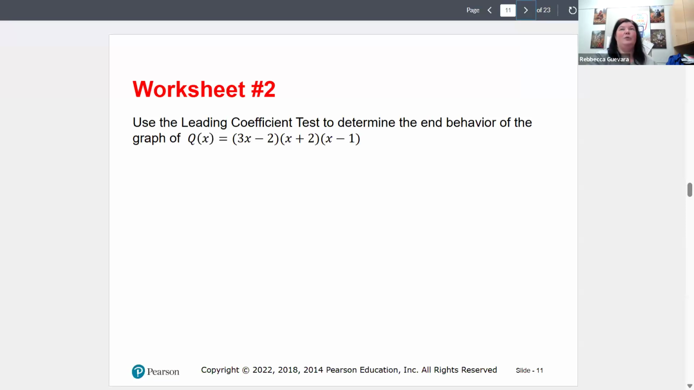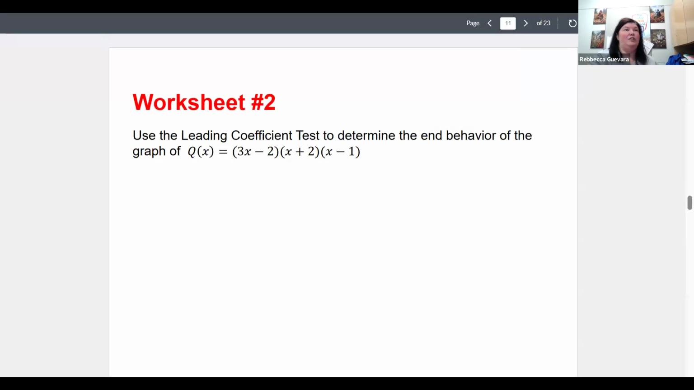All right, you're going to work on worksheet number 2. You're going to do the leading coefficient test, which is determining the end behavior of this: 3x minus 2 times x plus 2 times x minus 1. So this is not in the form you usually see. We're usually seeing something with different terms. So take a minute and work on how you think you might do this, and then we'll go back and see if there's maybe an easier way to do it.